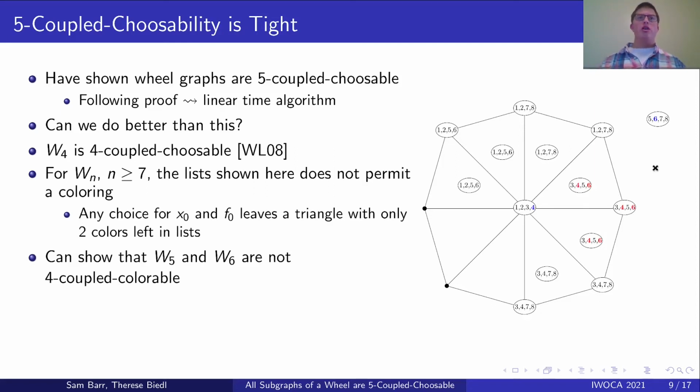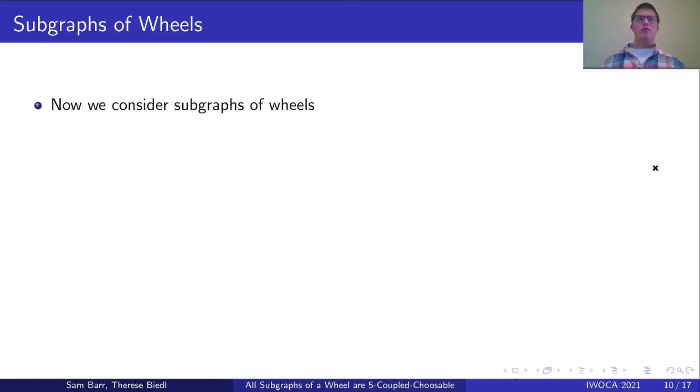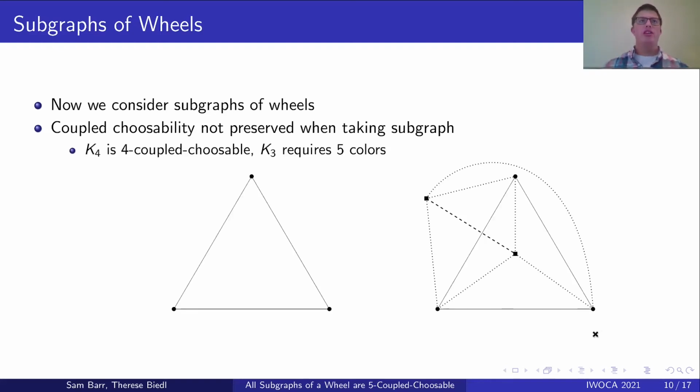It can also be shown that the wheel graphs W5 and W6 are not 4-couple colorable. This, therefore, gives us a complete characterization of the list coupled chromatic number of wheel graphs. We now consider those graphs which are subgraphs of wheels. Unlike in normal graph coloring problems, the list coupled chromatic number is not preserved when taking a subgraph of a graph. Let me give an example to demonstrate this.